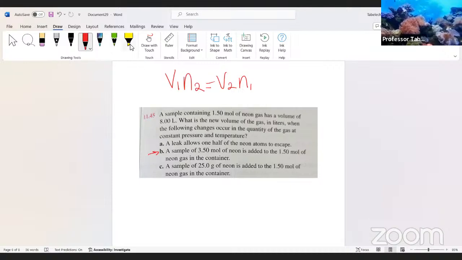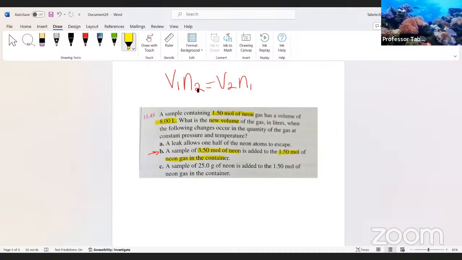A sample containing 1.50 moles of neon gas has a volume of 8.0 liters. What new volume of the gas in liters will occur when the following changes happen? So right here, we're given a sample of 3.5 moles of neon is added to the 1.5 moles of neon gas in the container.